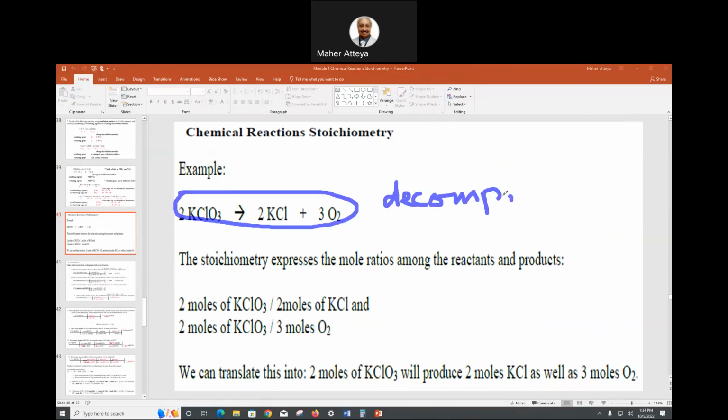So decomposition. Why? You have a single compound that produces 2 or more compounds or molecules. This is decomposition. The opposite of this, if you go this way, here will be what? Combination, correct? The opposite reaction of this is called combination. Combination means 2 or more compounds come together to produce a single compound. If you are producing a single compound, that's called combination or synthesis, correct? We have to know the type.